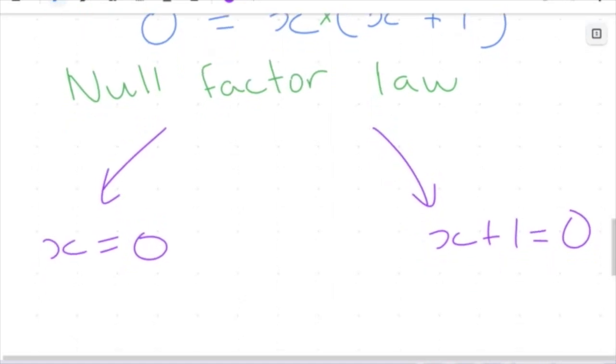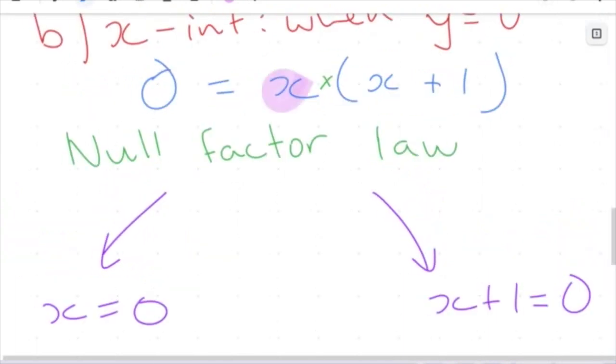Now this first one here, if we remember back to null factor law, this is a solution to the equation, because subbing it back in, we get 0 times (0 + 1), and that gives me 0, because so long as one of these expressions is 0, we're always going to get a solution of 0, because we're timesing by 0.